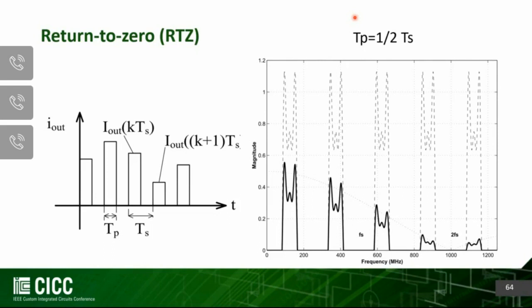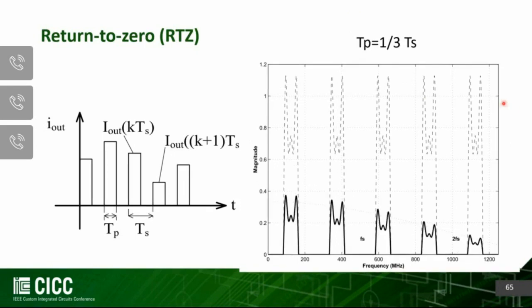So, what if instead of having the output on for half a clock cycle, we keep it on for 1/3 of the clock cycle? Well, in this case, the nulls have moved to even higher frequency and the power of the images has dropped further. The sinc function is spreading accordingly.